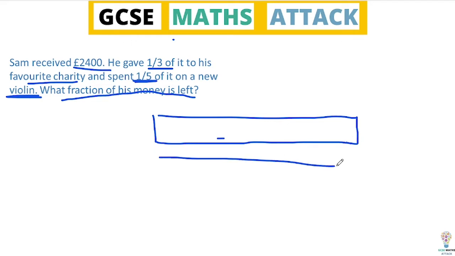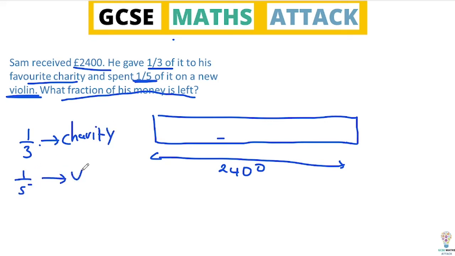With this bar, you know it's going to be worth 2,400. And you're told 1/3 is given to his charity. And you're told 1/5 is given to his new violin. But the problem that we have is that we don't know how we're going to split this bar. So what are we going to do? Well, the denominators need to be the same. So that will tell us how much we need to split this into, because this 2,400 is going to be shared by the charity and the violin and the money left over.